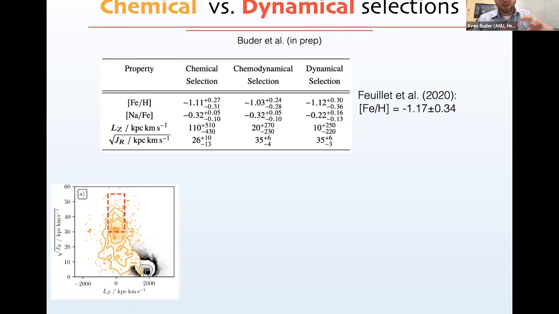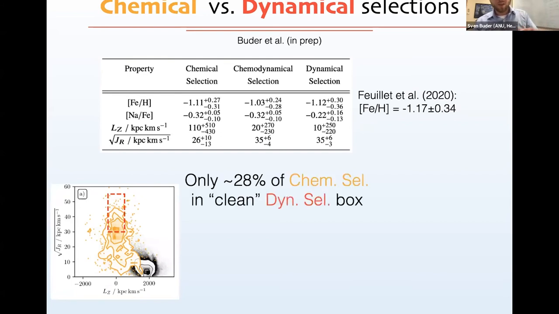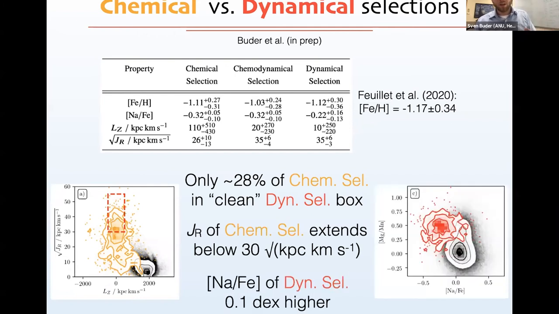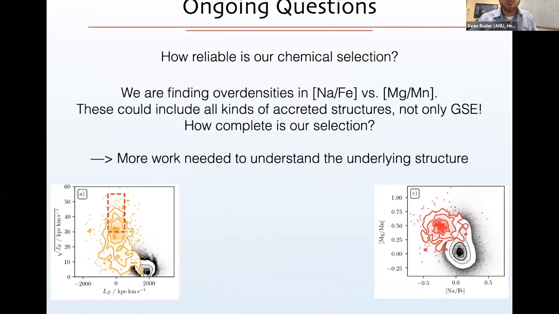Now, if we go back to the action space, we see that our data, first of all, extends outside of this dynamical box. Only 28% of our chemical selection are within the clean dynamical selection box, because our radial actions extend far below the square root of 900 kpc km/s radial action. Looking again at the chemical overview, we see that a lot of the stars of the dynamical selection actually have higher sodium abundances.